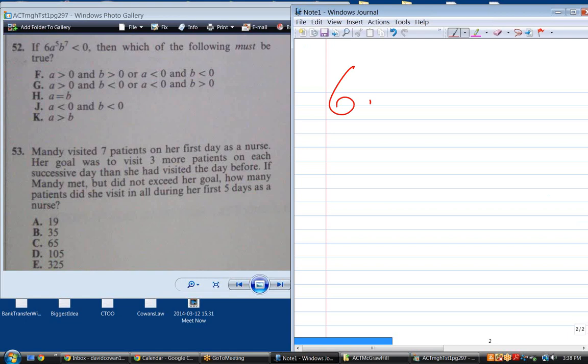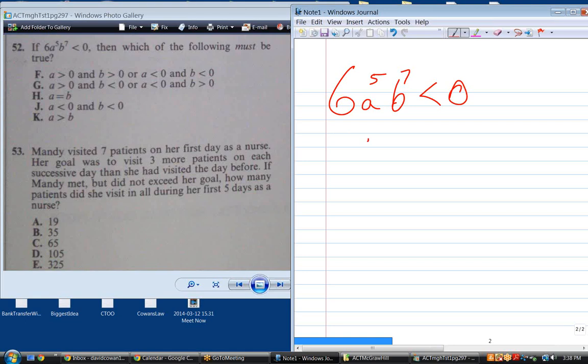So they're saying 6a to the 5th, b to the 7th is less than 0. Which of the following must be true? G? No. Yes, it is G. Oh, it is? Uh-huh. Okay.